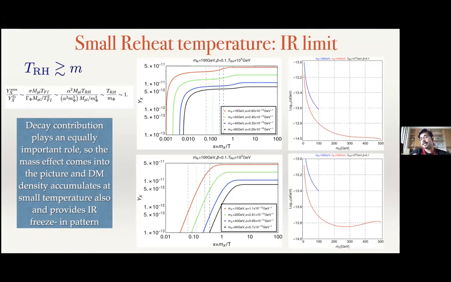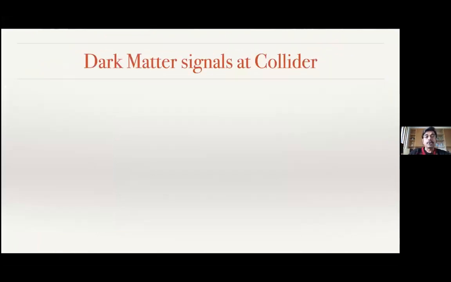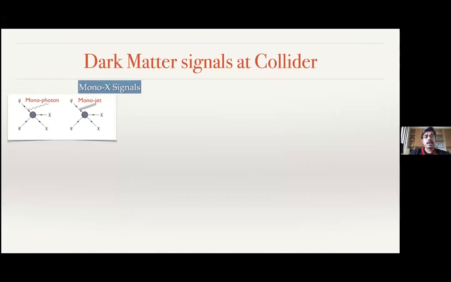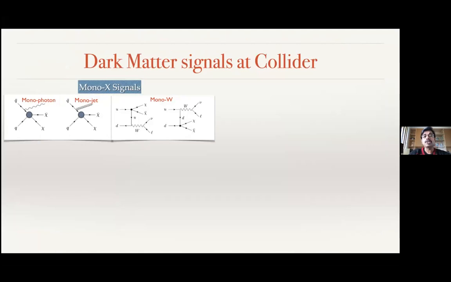Okay, so these are the corresponding allowed parameter space that you see. Okay, so now I will quickly talk about the dark matter signals at collider. Essentially, if you do not have a rich dark sector, the signal that you have to see is what is called the mono-X signals.